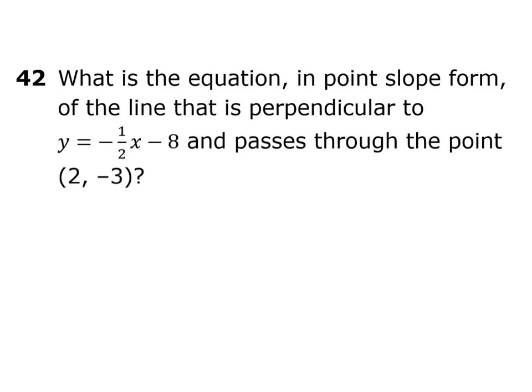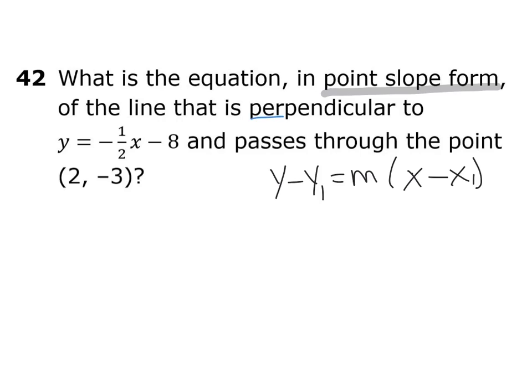Question 42, what is the equation in point slope form of a line that is perpendicular to y equals negative 1/2 x minus 8 and passes through the point 2, negative 3? So we're being asked to specifically write this equation in point slope form, which is y minus y1 equals the slope times the difference of x and x1. In order to use point slope, we need a point and a slope.